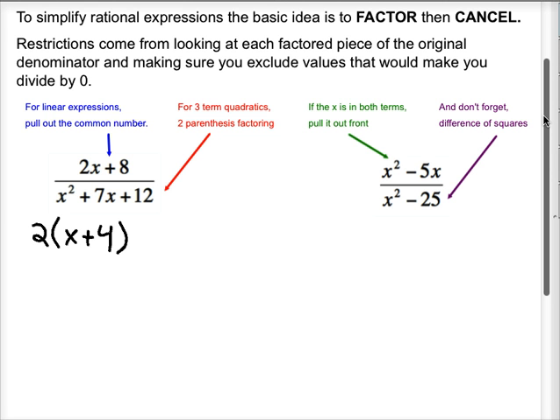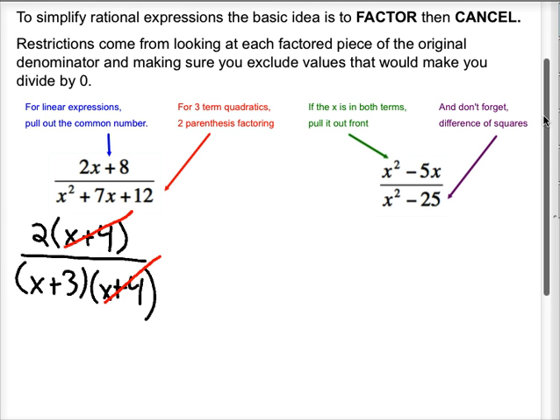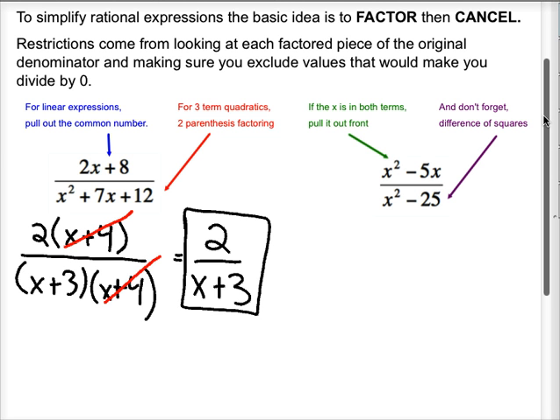And now at the bottom, that bottom is a factoring that you know and are really good at, okay? Your 2 parenthesis factoring, as I like to call it. So you just factor the top, factor the bottom, cancel anything that's the same. So here you're going to get 2 over x plus 3. So that's your simplified form.